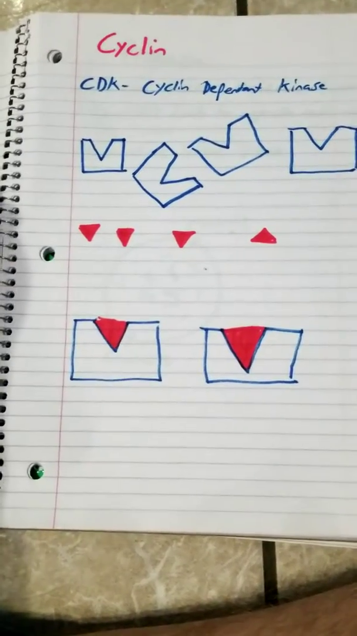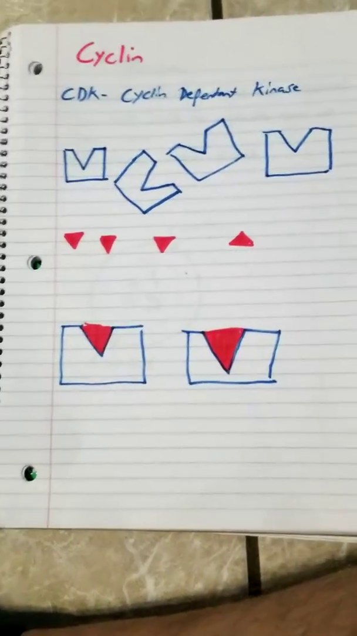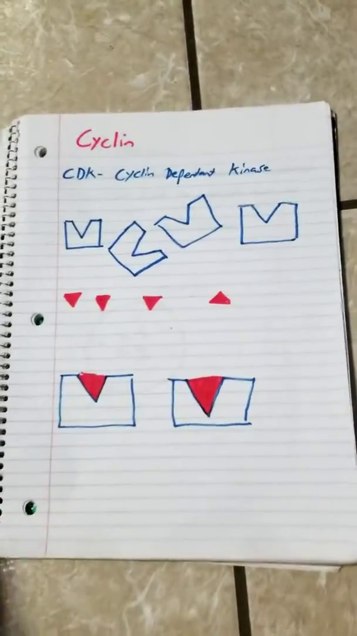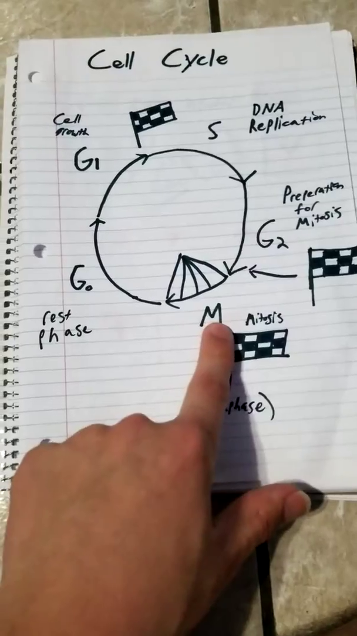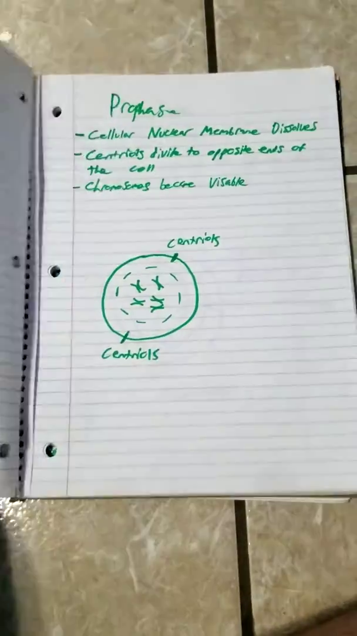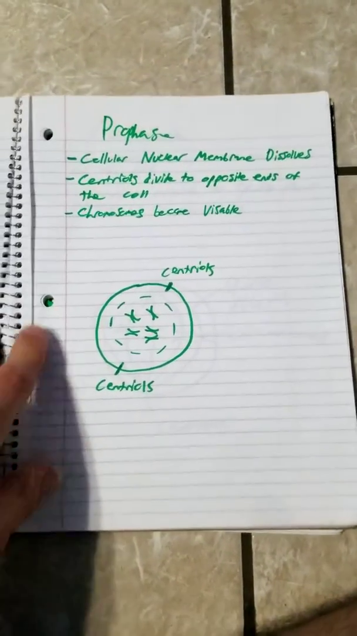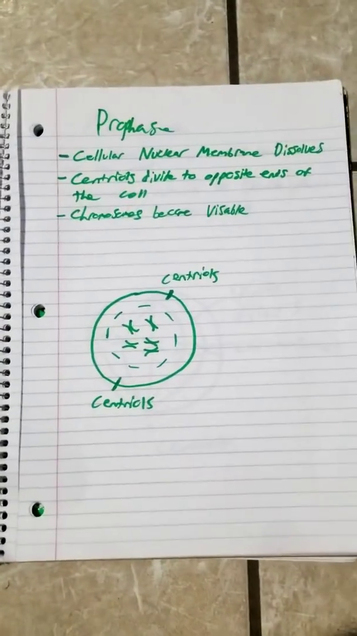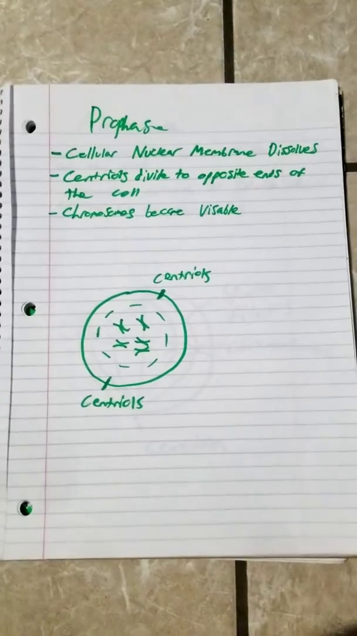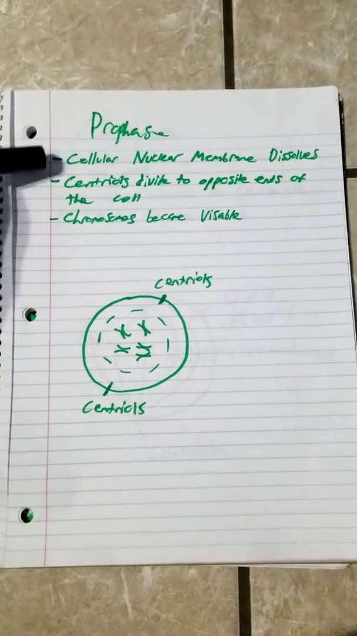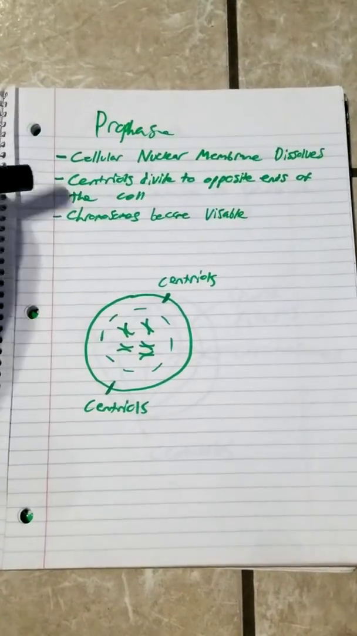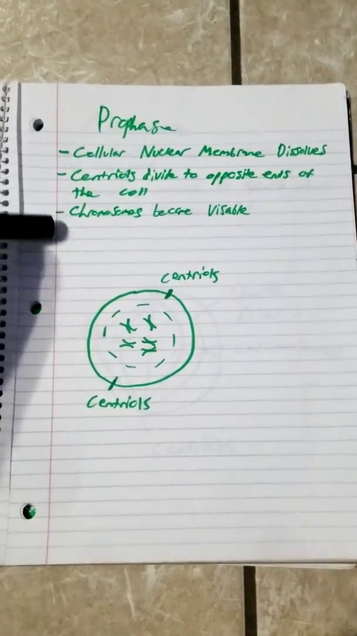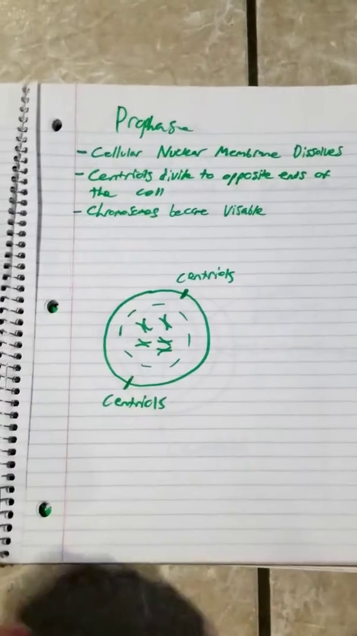Here we have our little drawings of cyclin, and it's activating our CDK into what's known as MPF, maturation promoting factor. All right, now we're going to talk about this M phase, because this is the most complicated phase of the cell cycle. And we're going to talk about the 5 phases that it's split up into, starting with prophase. So what happens during prophase? During prophase, the nuclear membrane dissolves, the centrioles divide into opposite ends of the cell, and the chromosomes become visible. They become tangible in the shape that we know them to be.